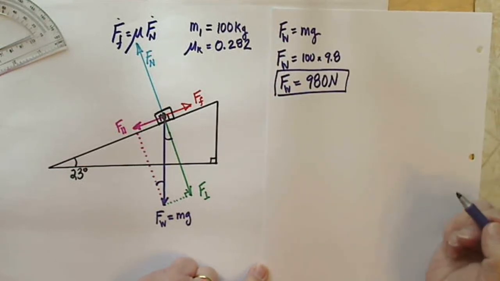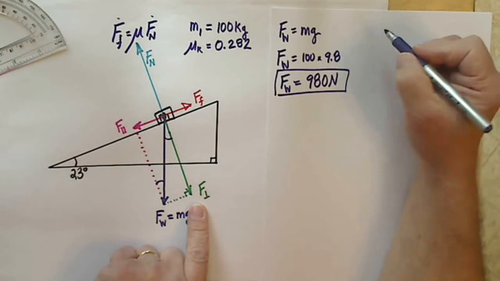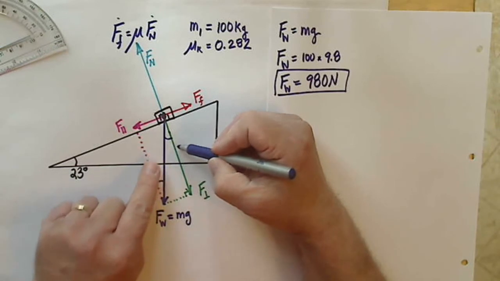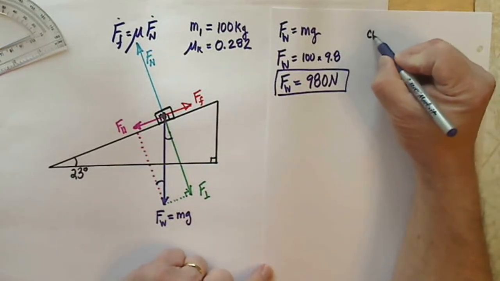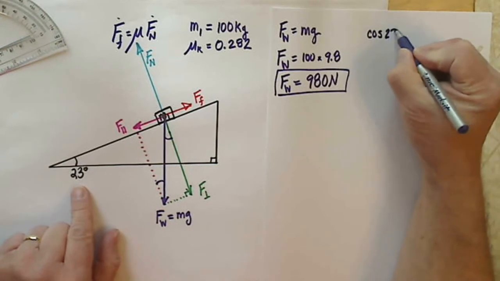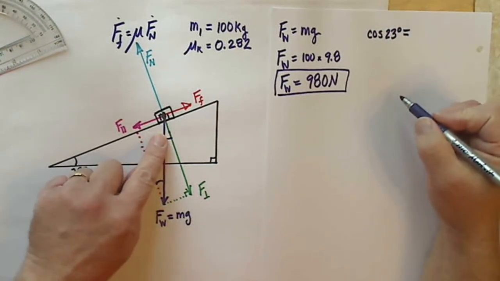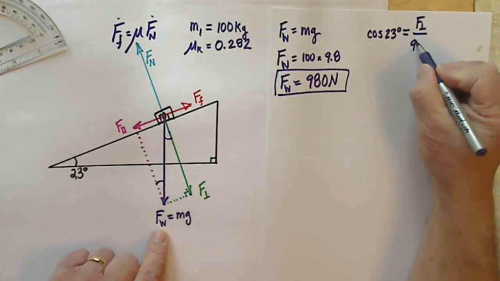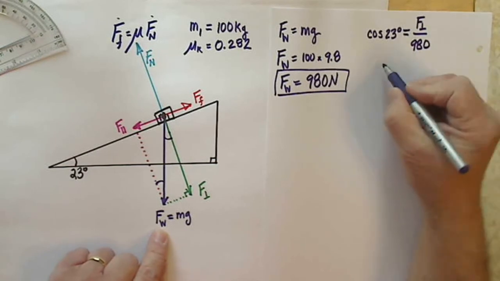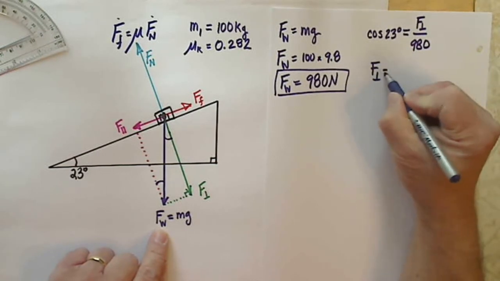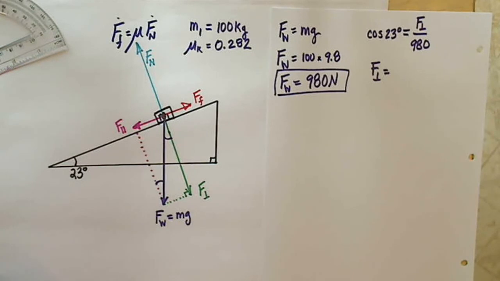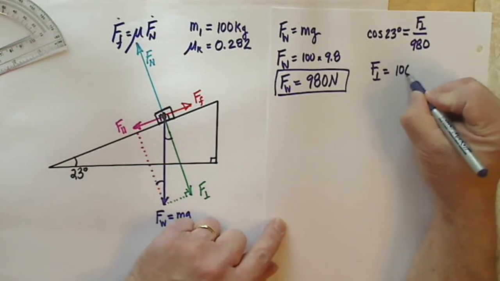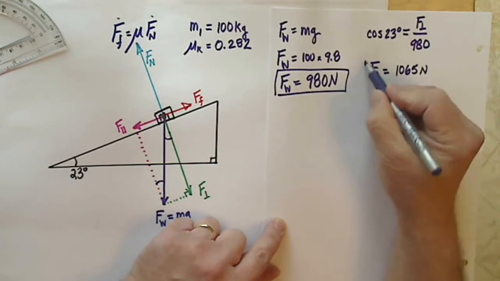Okay? The next thing we need is our force perpendicular. Now that's this triangle right here, and that's the angle of 23 degrees that we know. It's adjacent and hypotenuse, that's cosine. So the cosine of 23 degrees is going to be equal to the adjacent, force perpendicular, over the hypotenuse, 980. So that means my force perpendicular is going to be 1,000, rounding up, it's going to be 1,065 newtons.